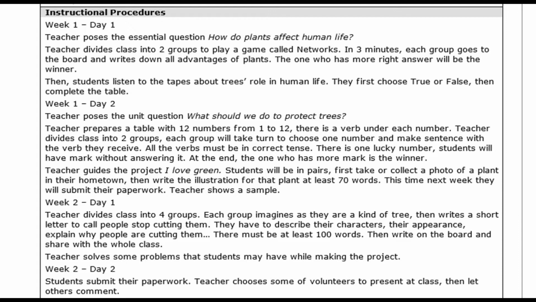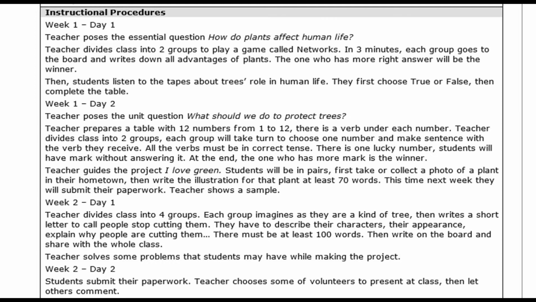On the third day, the teacher divides the class into four groups. Each group imagines they are a kind of tree, then writes a short letter to call people to stop cutting them. They have to describe their characters, their appearance, and explain why people are cutting them. There must be at least 100 words. They write on the board and share with the whole class. The teacher also shows some problems that students may have while making the project.